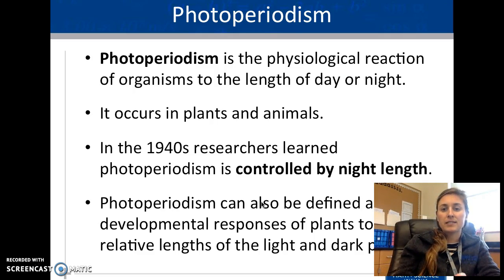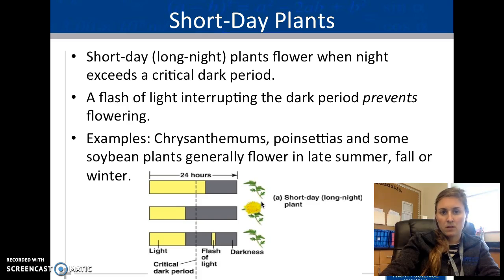Photoperiodism specifically is the physiological reaction to the length of day. Both plants and animals respond differently to the length of day, right? When nights start getting longer or it gets darker earlier in the winter, we respond just as well as plants do. That's photoperiodism. It's a type of phototropism.